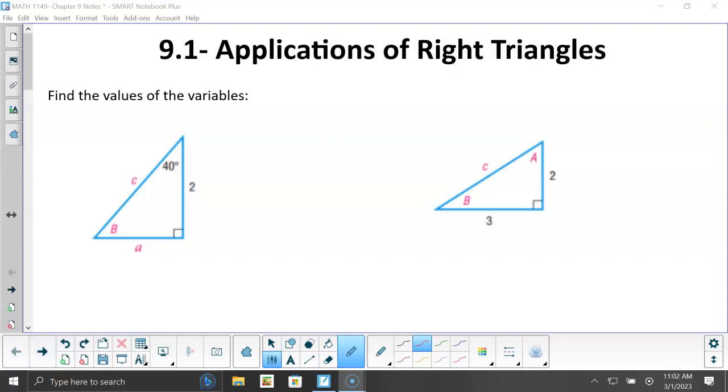All right, so yes, we are starting into right triangle trig, so it's going to be a lot of review today. Do you guys want to try these on your own and see how you can do on them? All right, so you need to solve for A, B, and C. All of the variables. You need to solve the whole triangle.